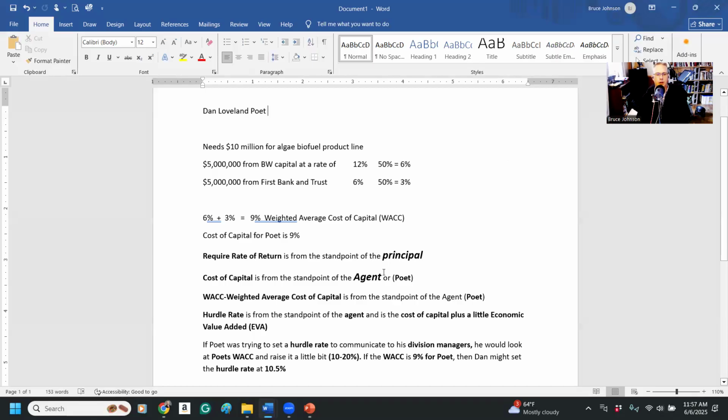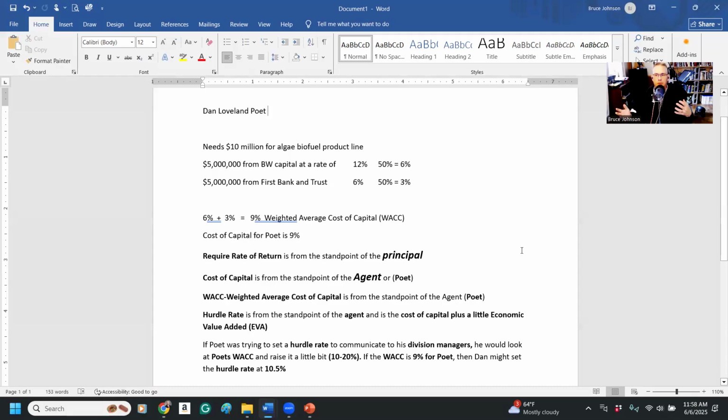Okay, so here's what you need to know. So up here, we calculated a weighted average cost of capital. So the terminology required rate of return is from the standpoint of the principals. So for Warren and I, our required rate of return was 12. From First Bank and Trust, their required rate of return was 6%. Okay. Those are our required rates of return. Now, when we flip the coin from the standpoint of Poet, our required rate of return just turned into their cost of capital. They need to have the capacity to pay that. Now they figure that out by using what's called the weighted average cost of capital.